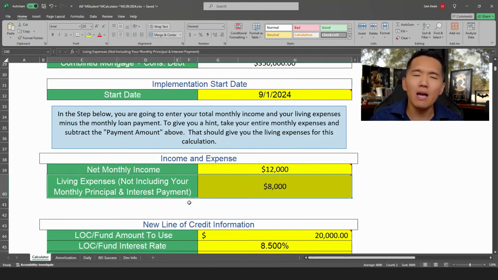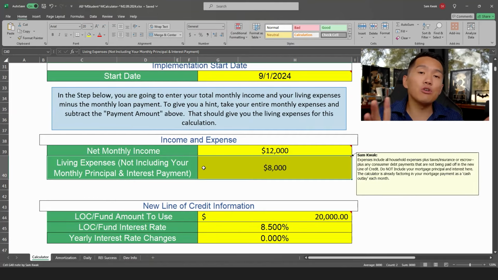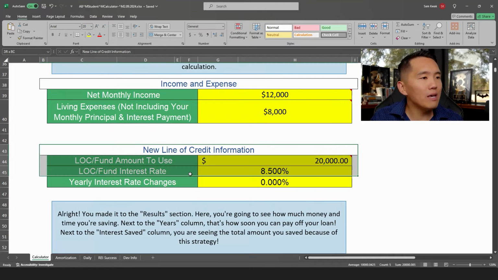So keep that in mind as you download this calculator later and you're playing with your own numbers. Down below is the new line of credit information.